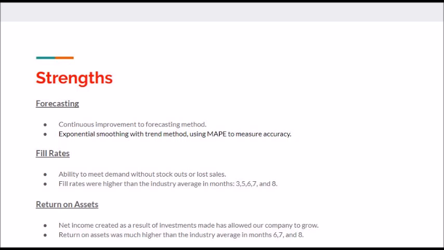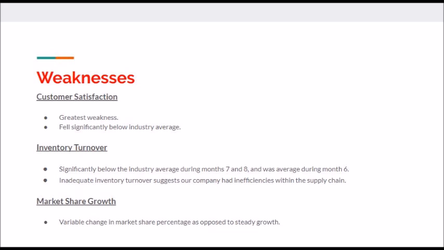Our company started declining in customer satisfaction after month 4 to significantly below the industry average. This was therefore our greatest weakness, as our rank under this criteria was difficult to change during the following months.